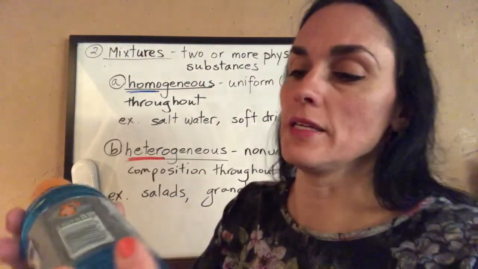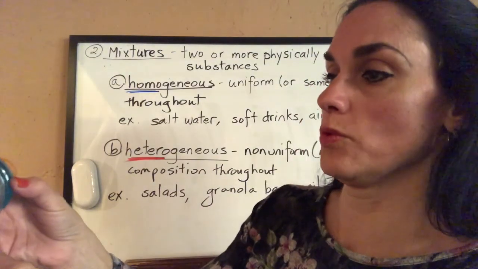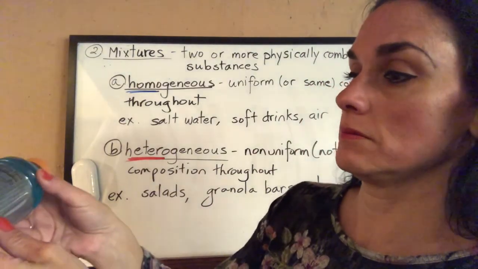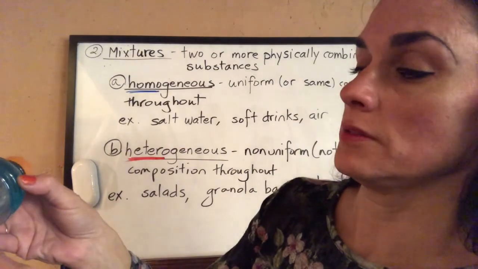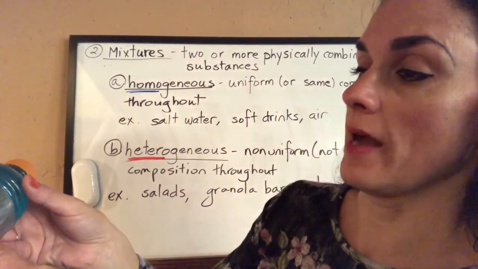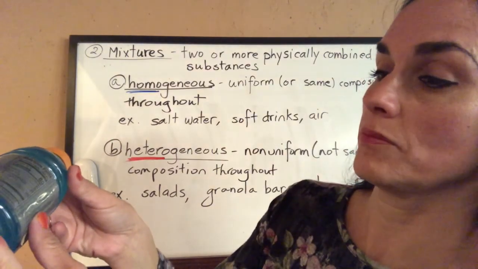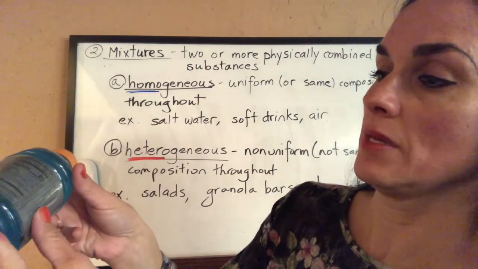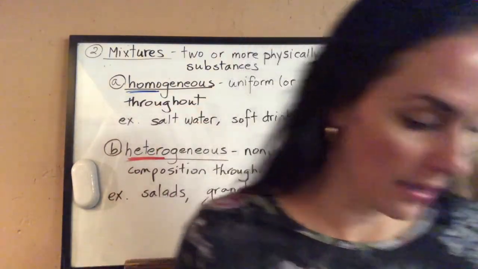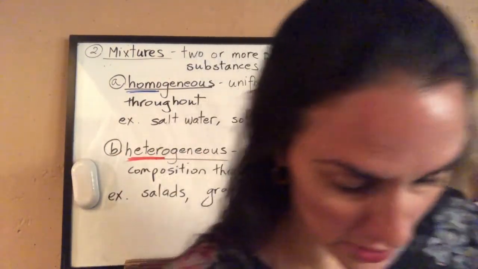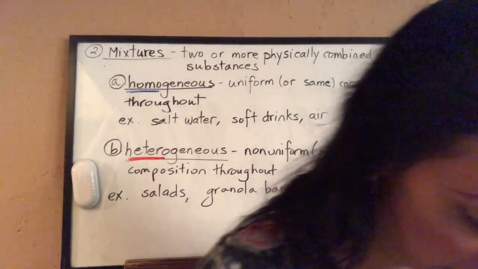I have here a bottle of Gatorade. Gatorade contains water, sugar, dextrose, citric acid, natural and artificial flavors, salt, sodium citrate, potassium phosphate, and some other ingredients as well. It's mixed the same throughout. Whether you look up here or down here, it's the same throughout. The composition, all those substances are mixed the same throughout.